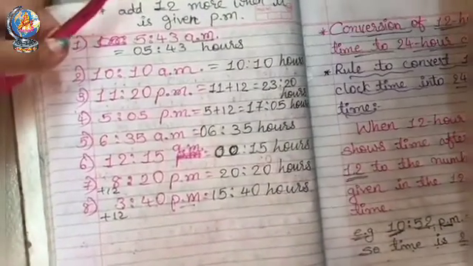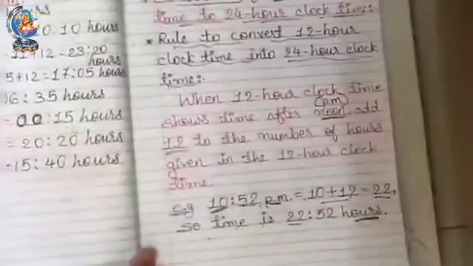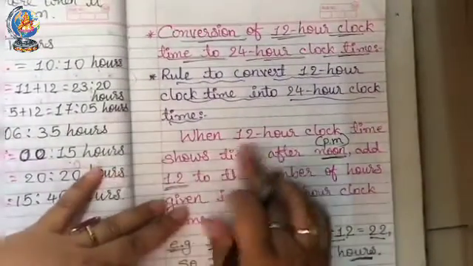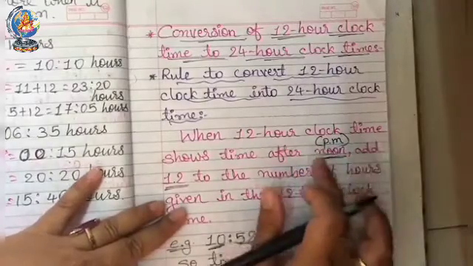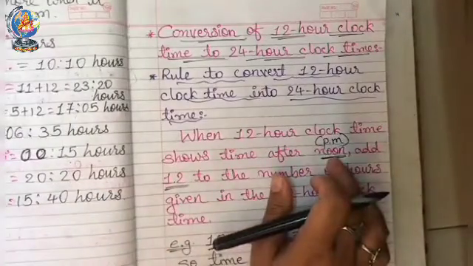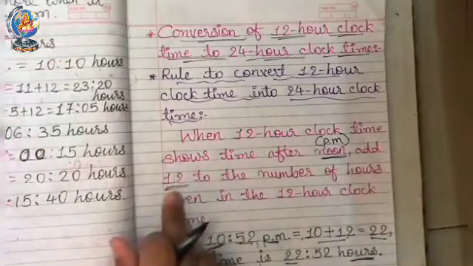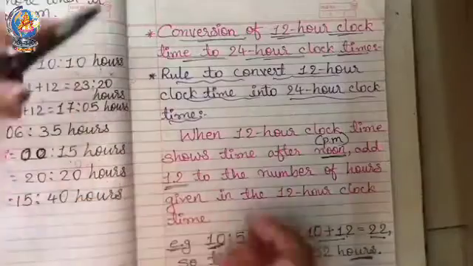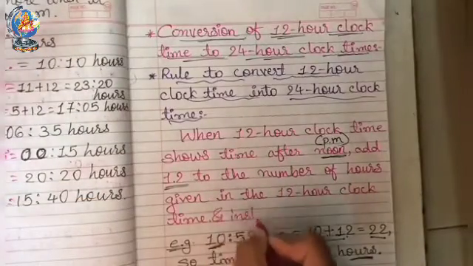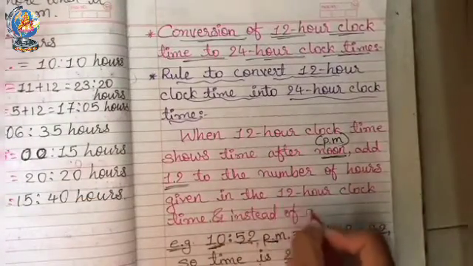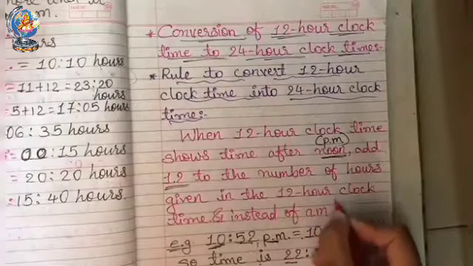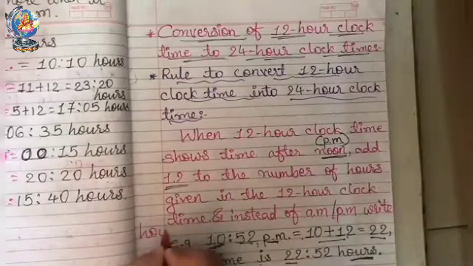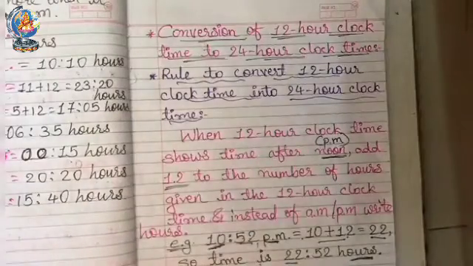Right? Again, let me remind you of this rule: when we are converting 12-hour clock time and it shows you PM, then add 12 to that number, and you will get your answer. And instead of AM or PM, what do you have to write? Hours, hours. Okay? You have to remember these two things.